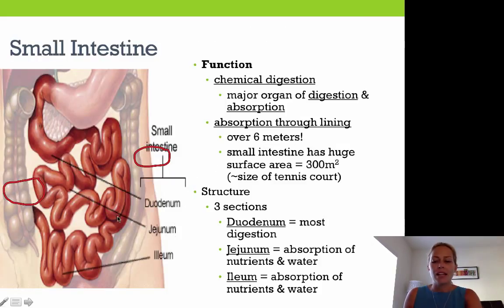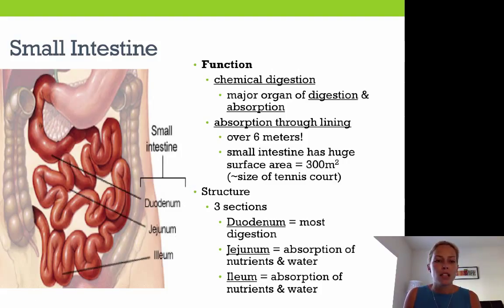On to the small intestine. The function of the small intestine is chemical digestion. We're going to finish out digestion in the duodenum of the small intestine, and then we are going to absorb those nutrients, those carbohydrates, those proteins, that fat, all that type of stuff. We're going to go through absorption.